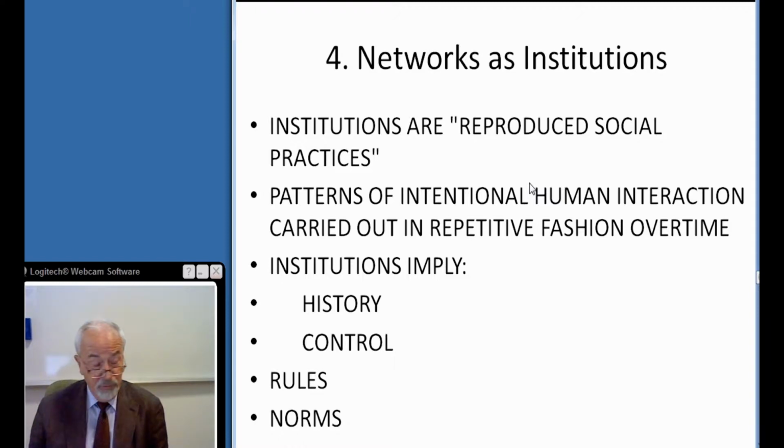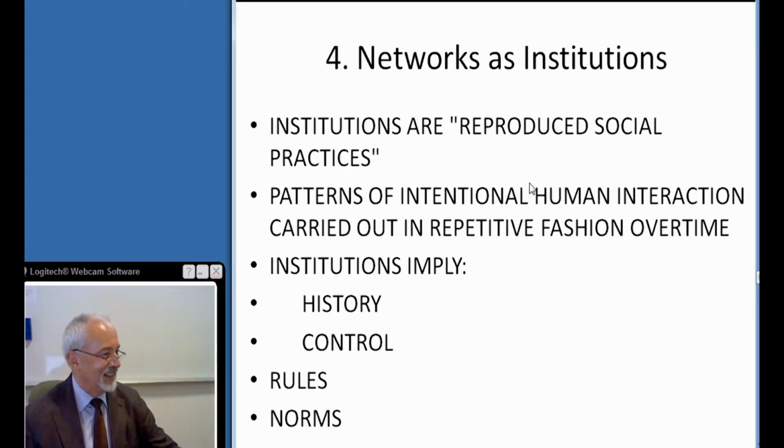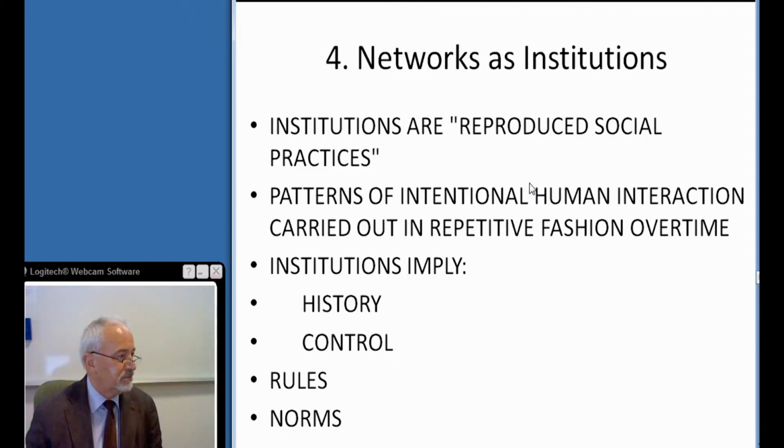I regard these institutions as patterns of human interactions carried out in repetitive action. So institutions are not from God, but from the human being, the need for collaboration, the need of survival leads to establishing of institutions. So institutions have history and control. There are rules, norms, standards.